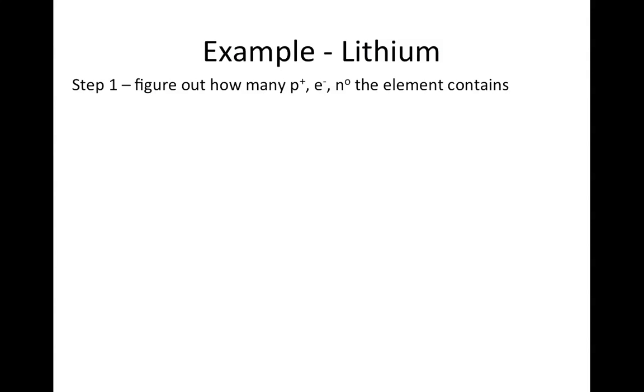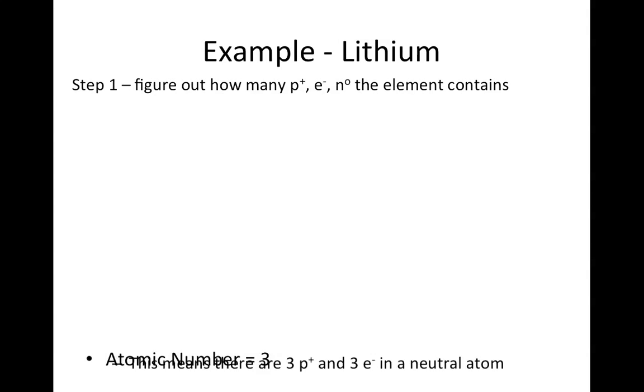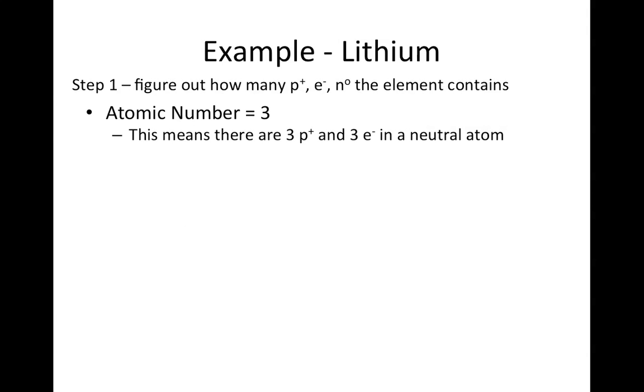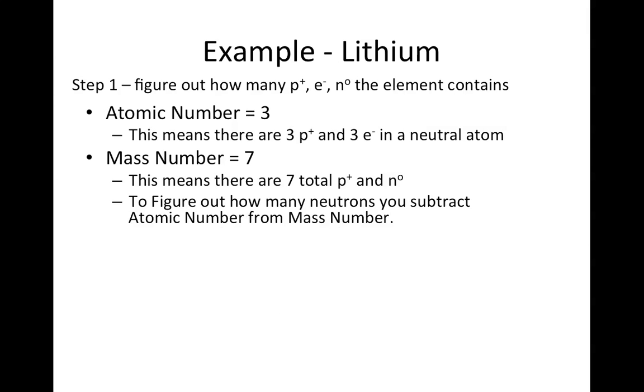So let's take an example. I want you to be able to figure out the protons, electrons, and neutrons in the element that contains the atomic number equal to 3. So what does that mean? This means that there are 3 protons and 3 electrons in a neutral atom. And a mass number equal to 7, which means that the total protons and neutrons in this one atom of this example, lithium, equals 7. So to figure out how many neutrons, we simply subtract the atomic number from the mass number. 7 minus 3 equals 4 neutrons.